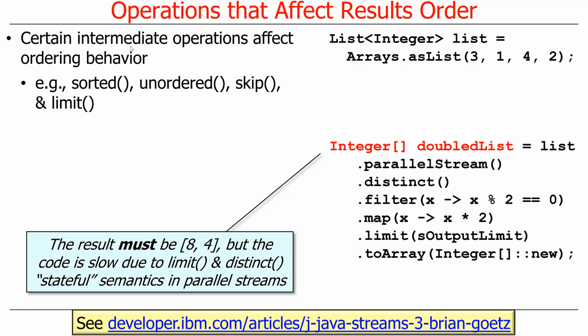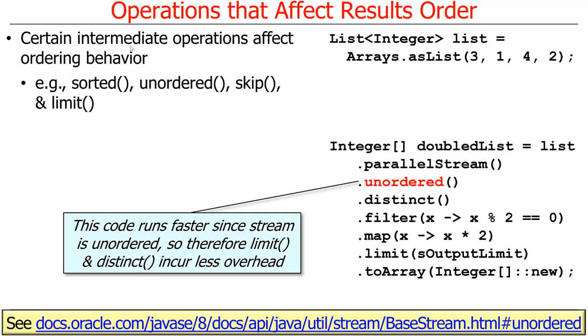However, this will actually run relatively slowly. This code will run slowly due to the stateful semantics of limit and distinct and how that interacts with parallel streams. Remember I mentioned before how the semantics will be the same. We keep the semantics preserved, but the performance will suffer because it has to queue things up to keep track of distinct, and it has to keep track of the limit, and that has to be looked at in the context of encounter order and so on and so forth. So this code will not run very fast, even though you get the right result.